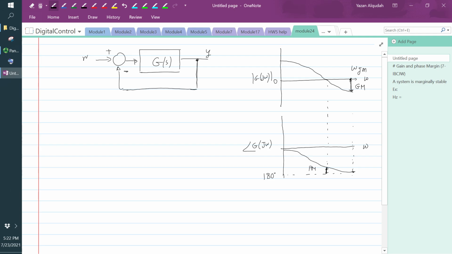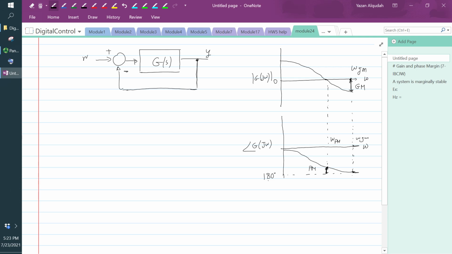Now what I'm going to do is I'm going to come to where this phase becomes 180 degrees. So at this frequency here, omega gm, I'm going to extend it all the way here. This is omega gm. I'm going to call this the gain margin. And I'm going to come where this magnitude becomes 0. I'm going to extend it, and I'm going to call this omega phase margin. And this angle here between 180 and where the curve is, I'm going to call it the phase margin.